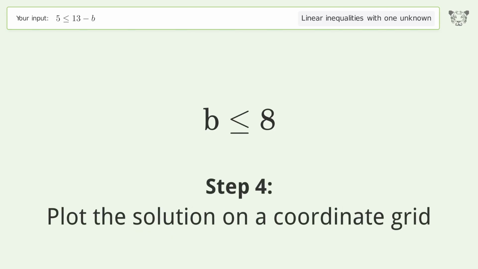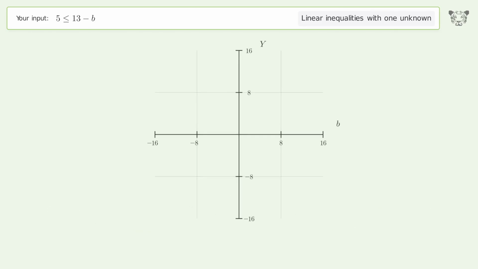Plot the solution on a coordinate grid. And so the final result is b equal or smaller than 8.